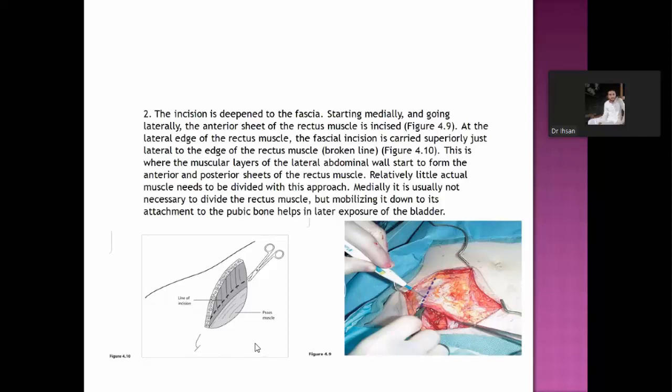Medially, it is usually not necessary to divide the rectus muscle, but mobilizing it down to its attachment to the pubic bone helps in lateral exposure of the bladder.